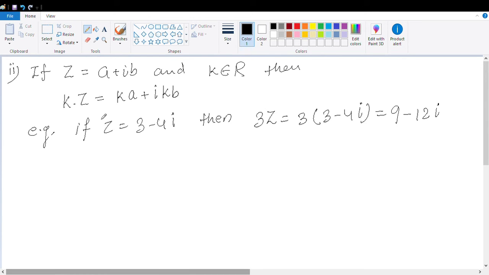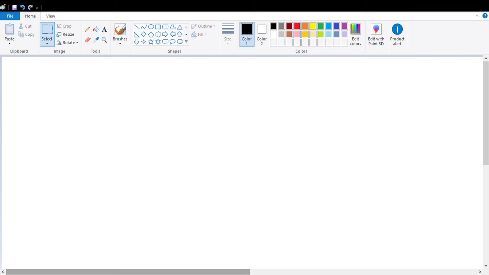Now, this is the very easy part. If you want to multiply one complex number with another real number, then simply multiply that real number with all numbers inside the bracket, means with the real part and with the imaginary part. Now, after this, I am going to tell you about multiplication of two complex numbers. Please try to understand this thing, and it will be very easy for you if you understand this.